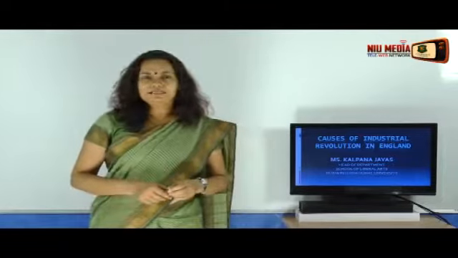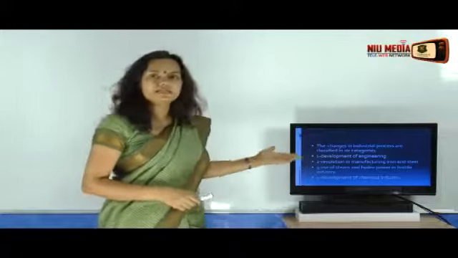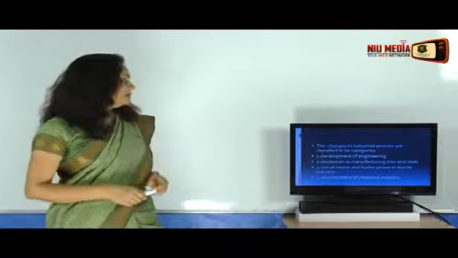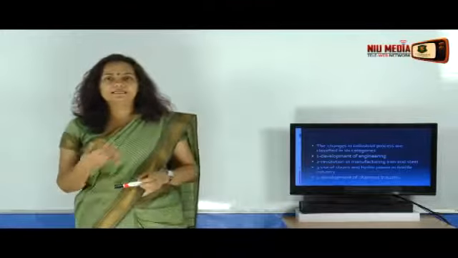Today I am going to deliver a lecture on causes of the industrial revolution in England. The changes in industrial process are classified in six categories. Number one, development of engineering. There was a development of engineering because of reasons we will be discussing later on.